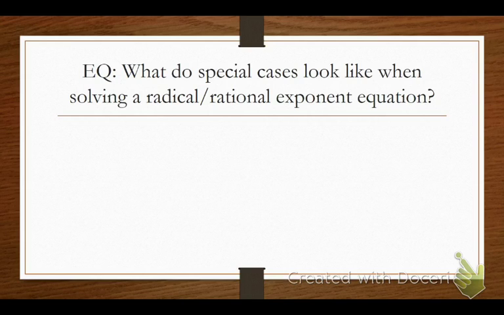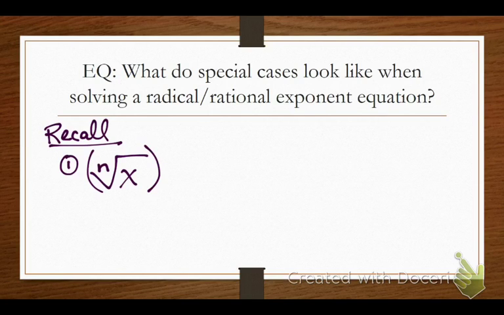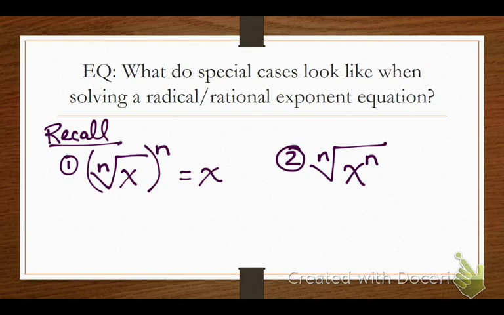Let's recall some formulas. Let's say we have the nth root of x. If we raise that to the nth power, then it'll come back to just an x. So whatever the index is, we'll raise it to that power, and vice versa. Let's say we have something to a power, we can take the nth root of that and get back to just x. Let's go with rational exponents.